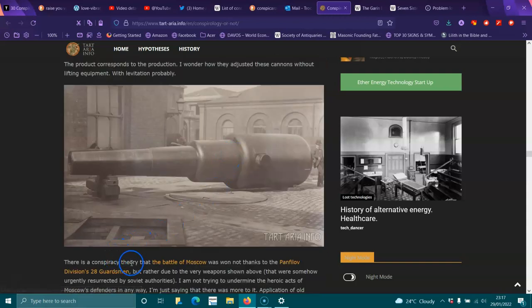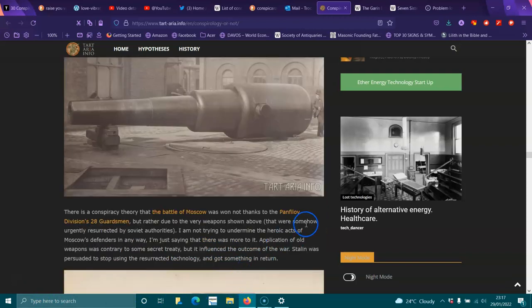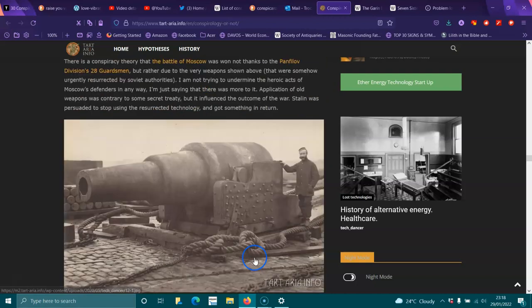There is a conspiracy theory that the Battle of Moscow was won thanks not to the new Panfilov Guardsmen of the 28th Division, but rather due to the very weapons shown above, which were somehow urgently resurrected by Soviet authorities. I am not trying to undermine the heroic acts of the Moscow defenders in any way. I'm just saying there was a little bit more to it. Application of an old weapon was contrary to some secret treaty, but it influenced the outcome of the war. Stalin was persuaded to stop using the resurrected technology and got something in return.